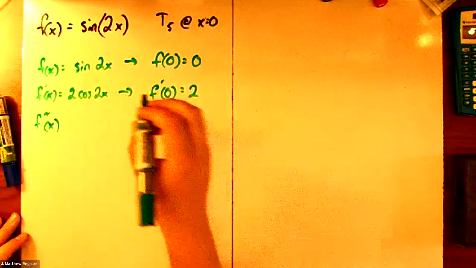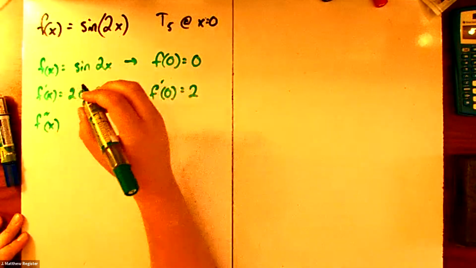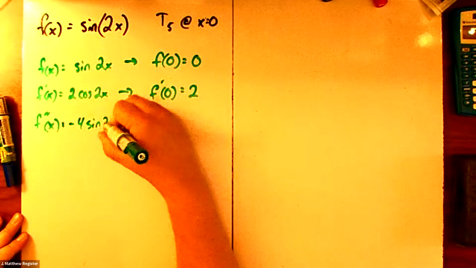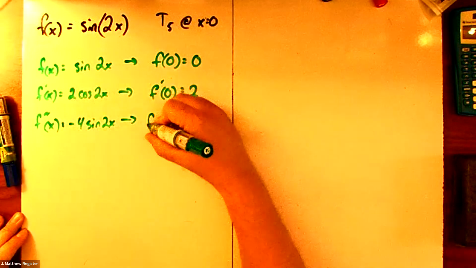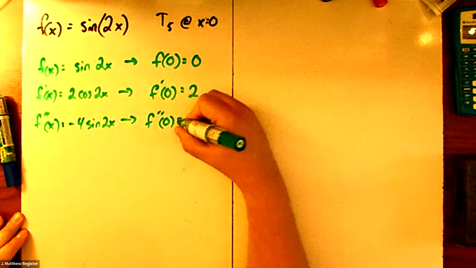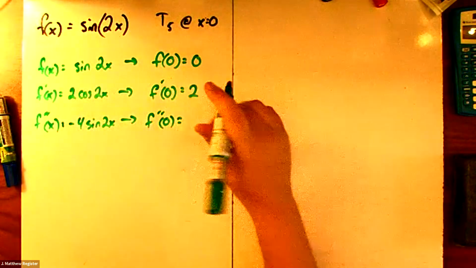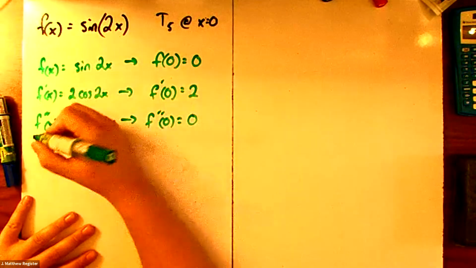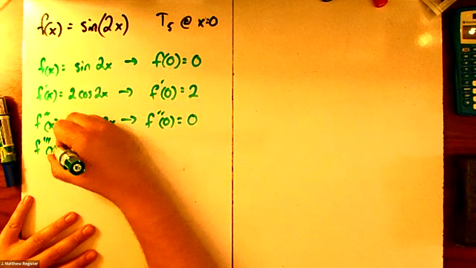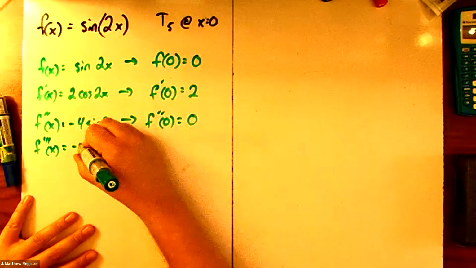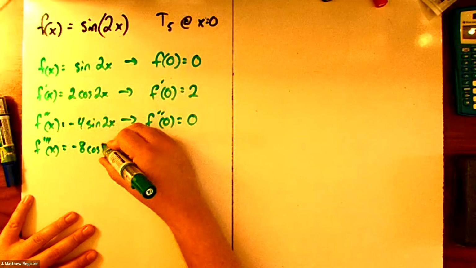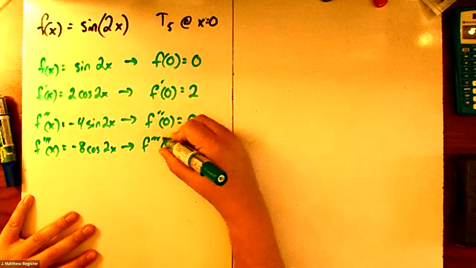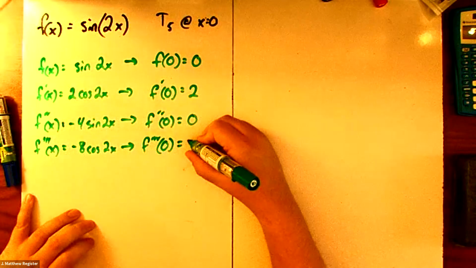f double prime of x, and so now we're taking the derivative of 2 cosine of 2x, is going to be equal to -4 sine of 2x. f double prime of 0 is going to be equal to 0, because sine goes to 0. f triple prime of x is going to be -8 cosine of 2x, which tells us f triple prime of 0 is equal to -8.